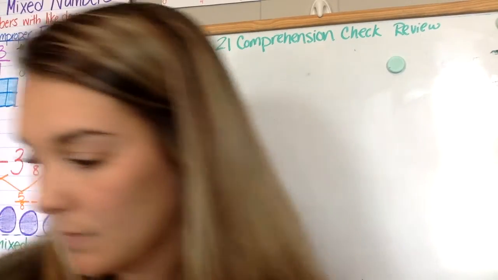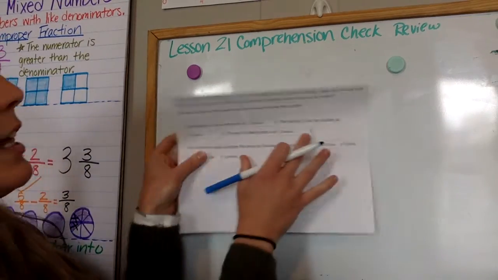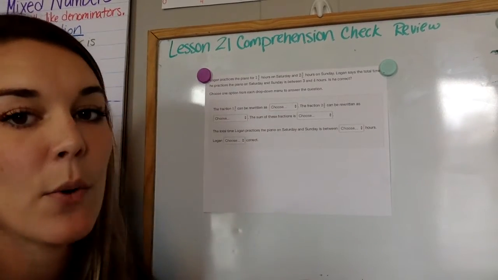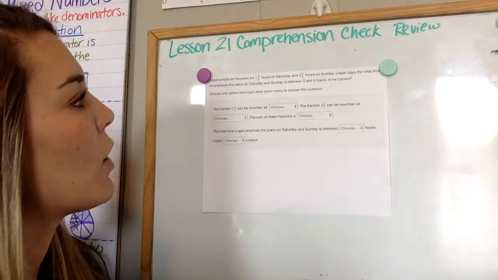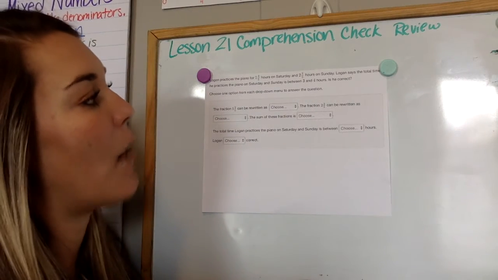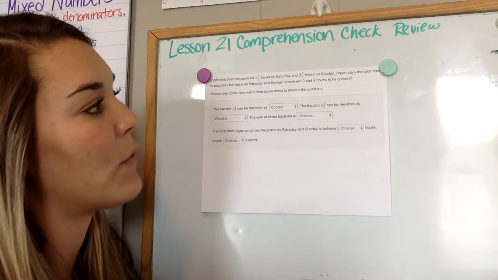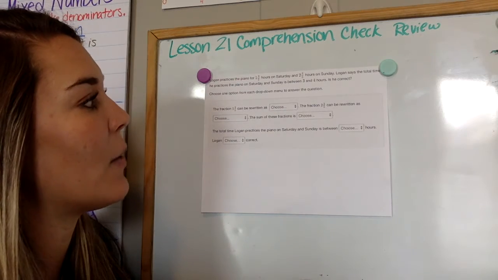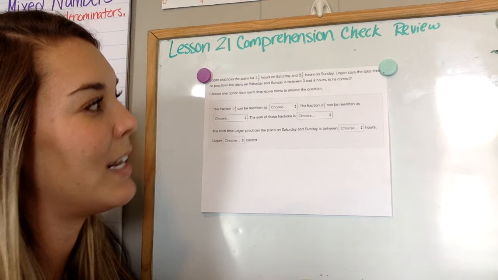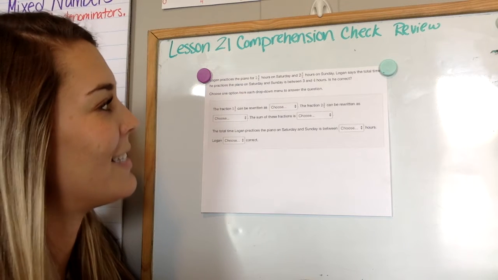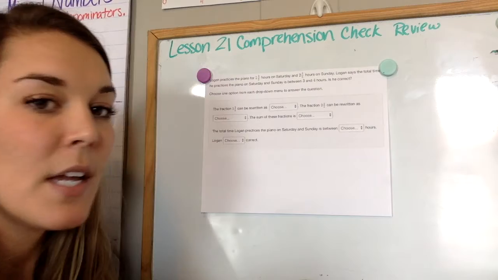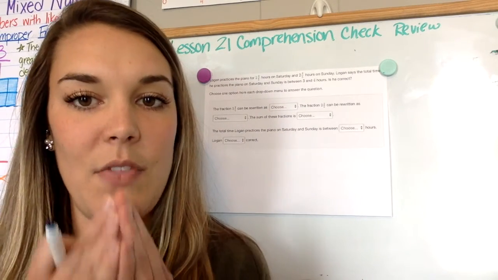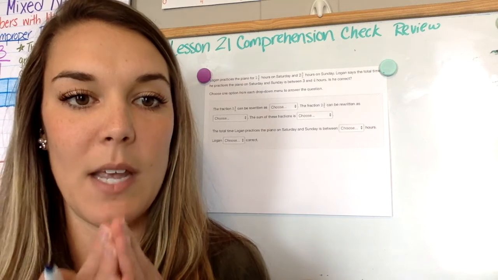Next, you're going to see the problem they love to throw in with all these drop downs. So it's about Logan. He practices the piano for 1 3/5 hours on Saturday and 2 3/5 hours on Sunday. Logan says the total time he practices the piano on Saturday and Sunday is between 3 and 4 hours. Is he correct? Okay, so what are we looking for here? The total of hours that he played piano.